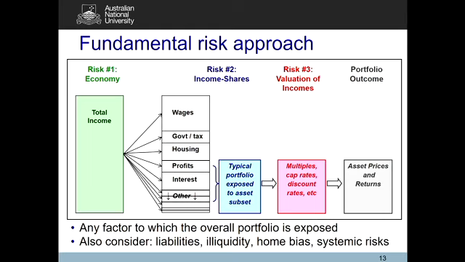This isn't an exhaustive list. You should also consider things like liabilities. You've got a liability-driven investing reading this week, and we look at it more in week 5. Illiquidity, which we look at next. Home bias, where you have too much invested in your home country. And systemic risks as well.